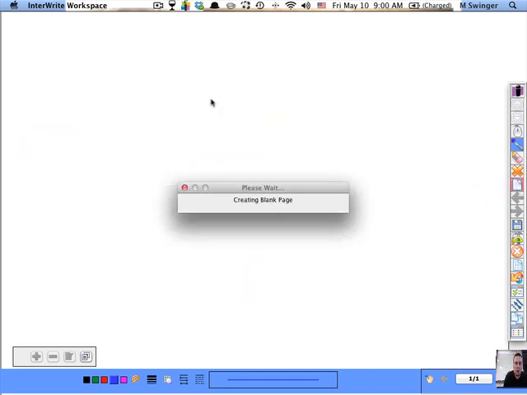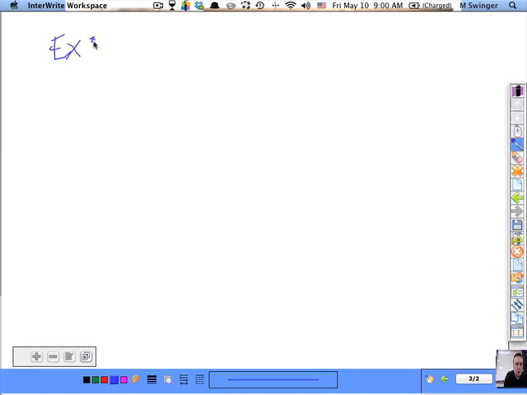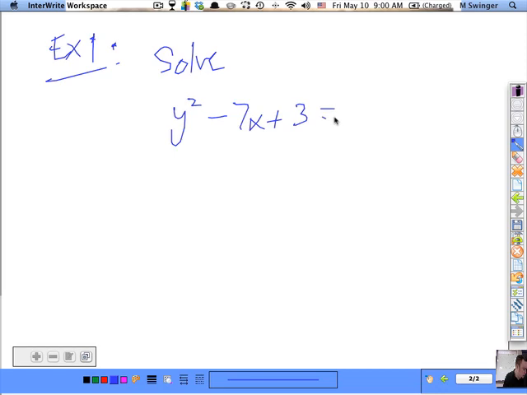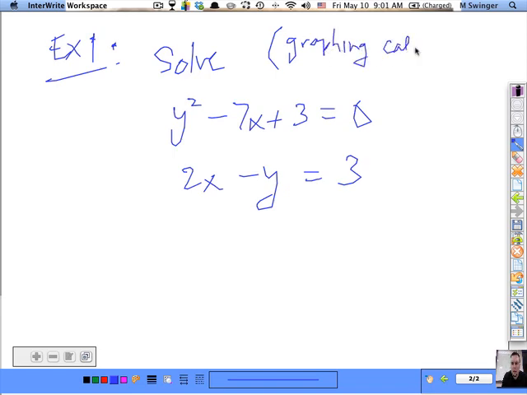So example number one is solve. Let's see, y squared minus 7x plus 3 equals 0. And the second equation, 2x minus y equals 3. So we're going to use the graphing calculator.